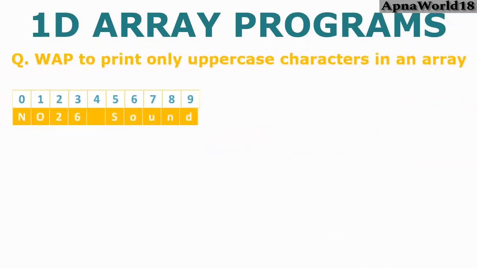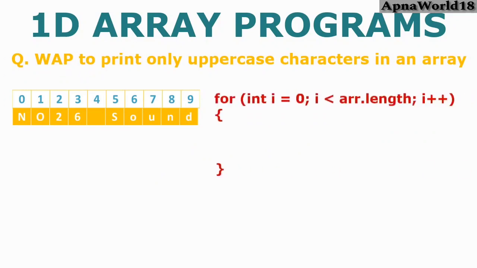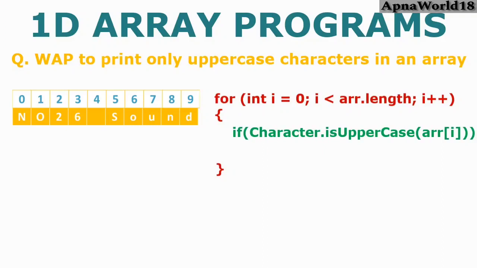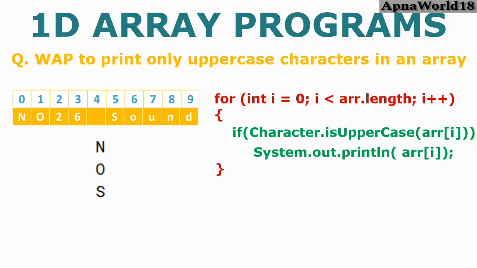The next program is to print only uppercase characters from the array. We again take our traversal loop. Inside the loop, we just need to add an if condition and use the Character.isUpperCase function to check if the character is uppercase and then only print it. This gives us the required output.